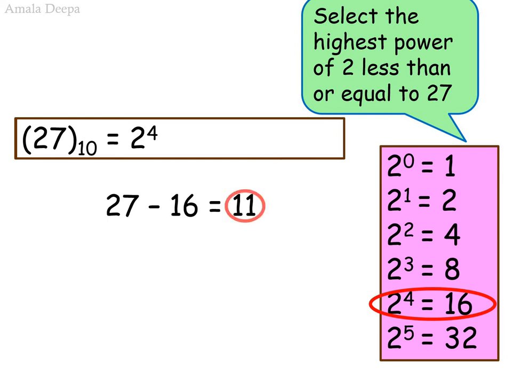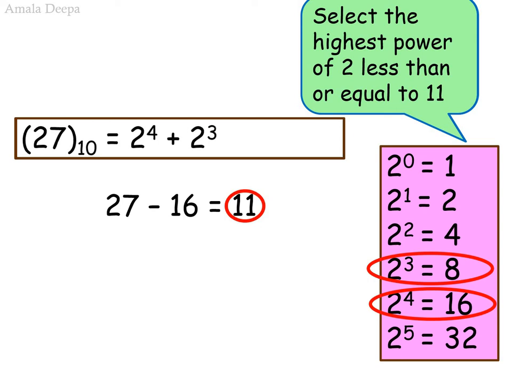Now look at 11. Select the highest power of 2 less than or equal to 11. It is 2 power 3, which is 8, because 8 is less than 11. Now take 2 power 3 and write here plus 2 power 3. Next, take 11 and subtract 8. You get the balance as 3.